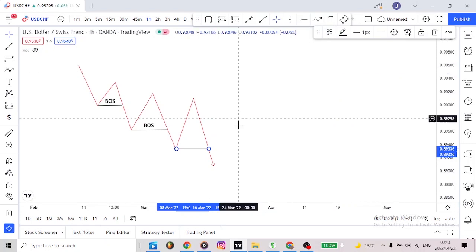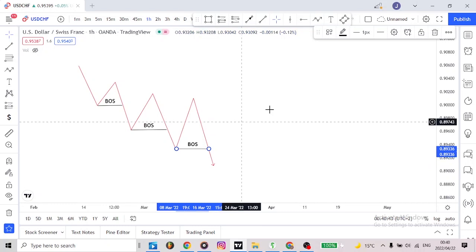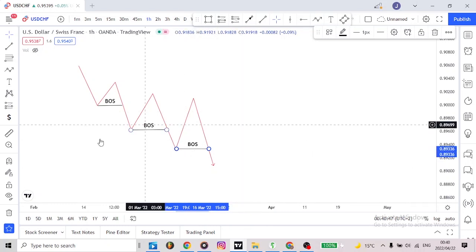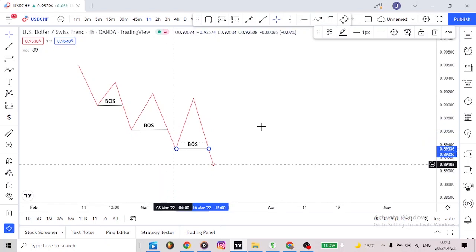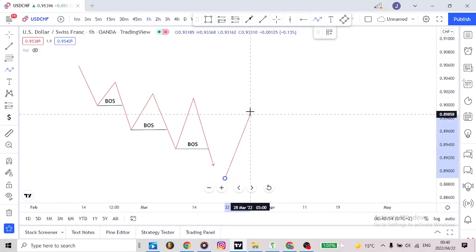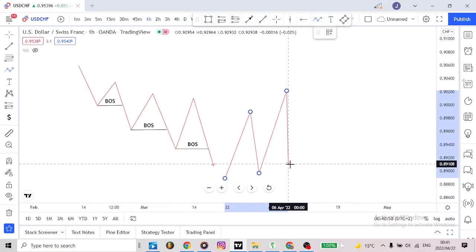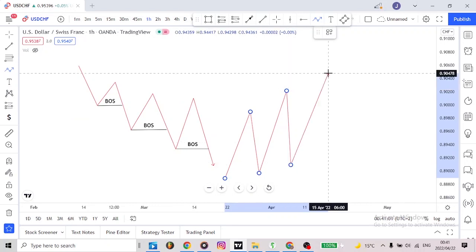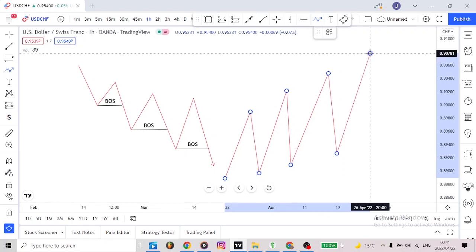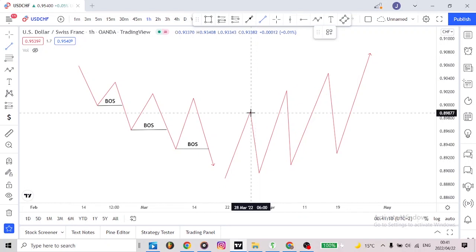There's nothing much complicated about the break of structure. It's just taking out the previous high if we're in an uptrend, or taking out the previous low if we're in a downtrend. So this is on a downtrend, and then the same is happening on an uptrend. Let's say we are creating higher highs, higher lows, higher highs, higher lows, higher highs, higher lows, and then a higher high. So here in this case, our break of structure exists here.